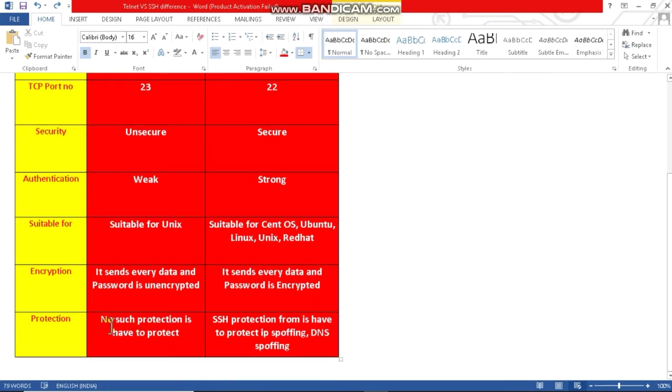Protection. Telnet has no such protection. And SSH has protection against IP spoofing and DNS spoofing, which means protection is good when you are using SSH. If anyone tries to hack your IP or DNS, it will not be very easy to hack these things. So these are the differences between SSH and Telnet.